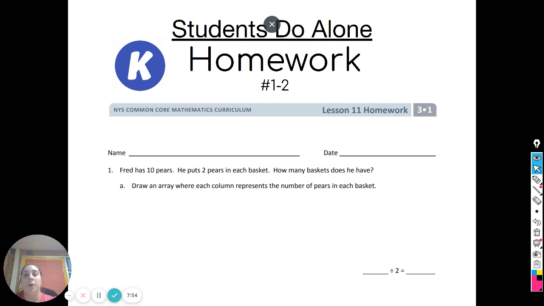Now you're at the part where you are going to work on your homework alone. It's number 1 and 2. Number 1 has 2 parts. Please make sure that you're using the Cami function that lets it read the text to you if you're having trouble reading, because there are a lot of people that are skipping stuff, like here when it says draw an array. Okay, now you can't just draw any array. Draw an array where each column represents the number of pairs in each basket. So you can't kind of just be making stuff up. You really have to be thinking about what you are drawing and making sure it matches the problem you're being asked. All right, go ahead and begin.